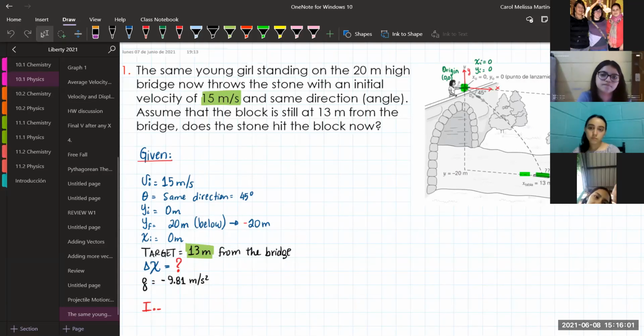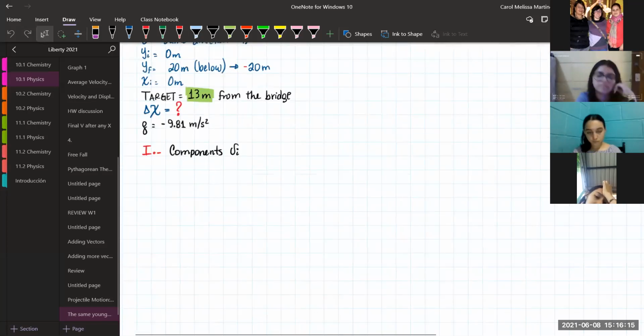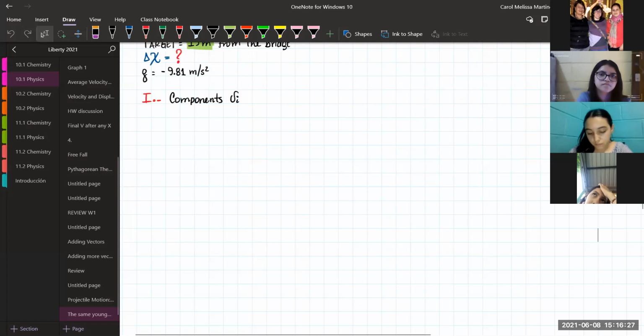Now that we have everything organized, we say solution. We need to do all the procedure. So in the first step, we always get what we know as the components of the initial velocity. According to the formulas that I gave you, remember that I asked you to keep the formulas on a separate sheet of paper or an index card or a piece of construction paper. So the first step is to apply the formula to get the components of the initial velocity.